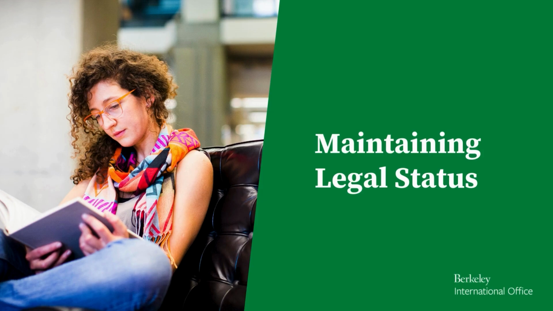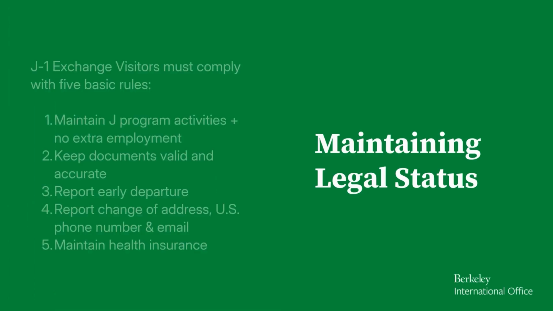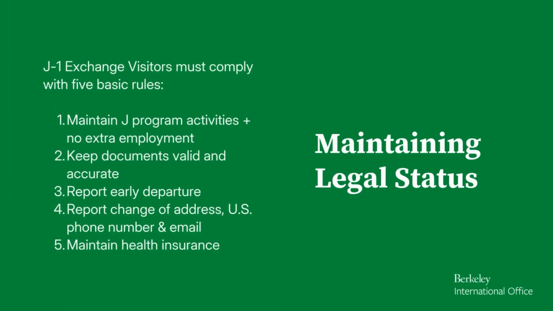Now we're going to discuss how to maintain your legal status while you're in the US by following the 5 basic rules. 1. Maintain your J program activities, meaning no extra employment. 2. Keep documents valid and accurate. 3. Report early departure. 4. Report change of address, US phone number, and email. 5. And maintain health insurance.